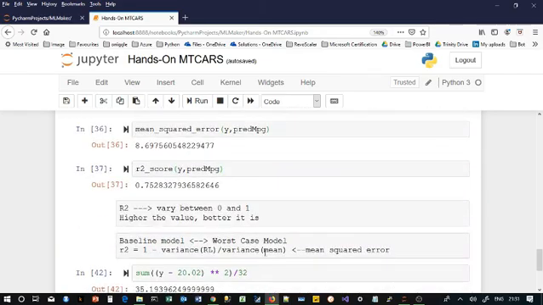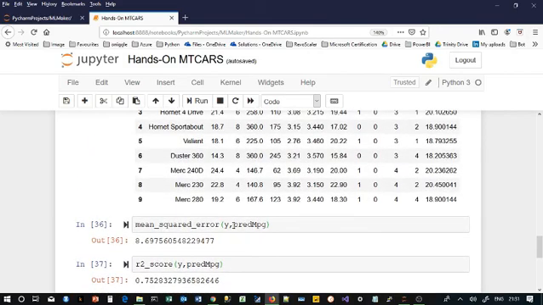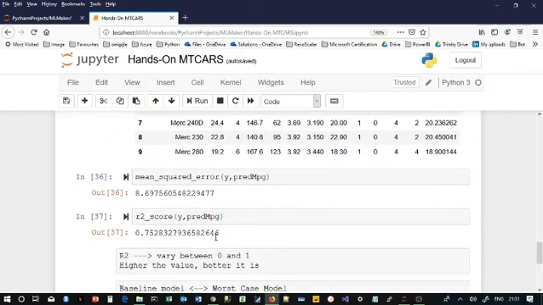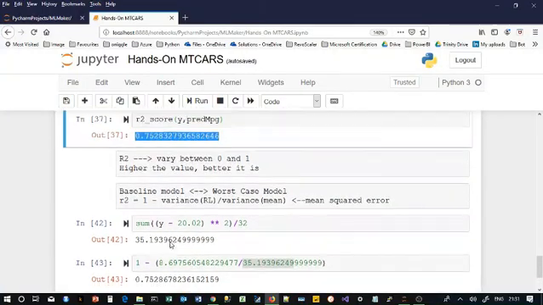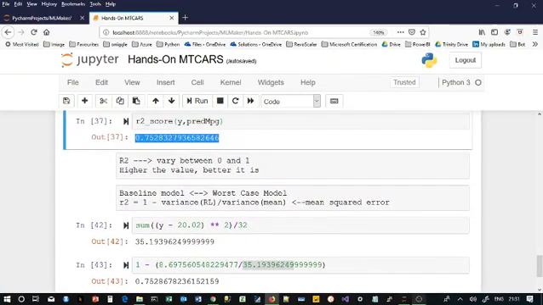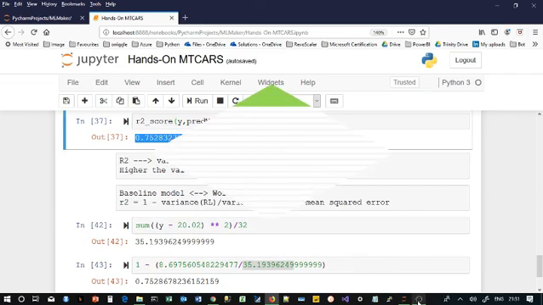So this is how you can interpret the output of your model and check if you can improve it any further. Now with just one variable, I have an R square of 0.75, which means that if I add more variables, I may be able to improve this further. Let's do that next.